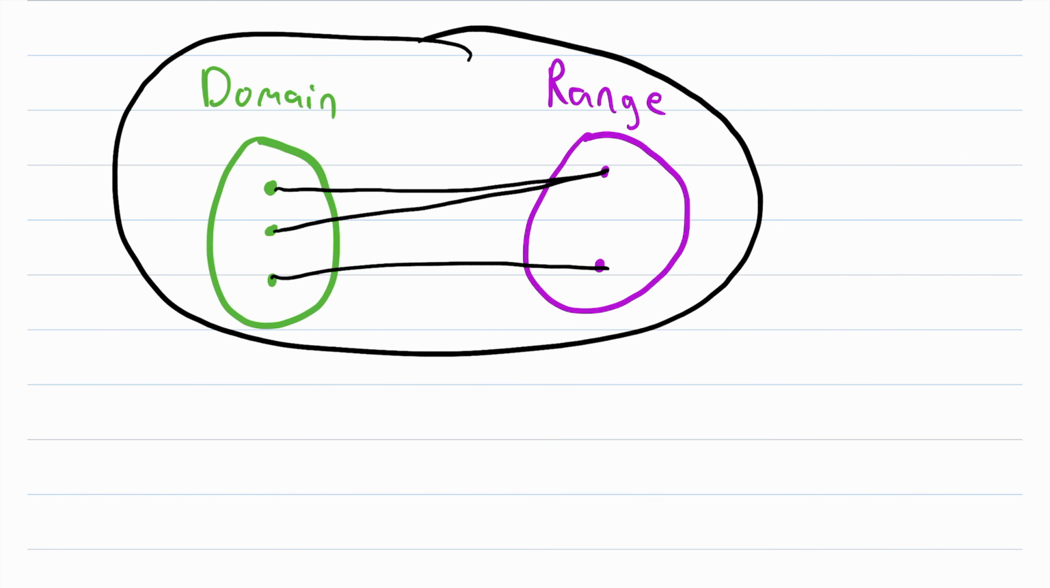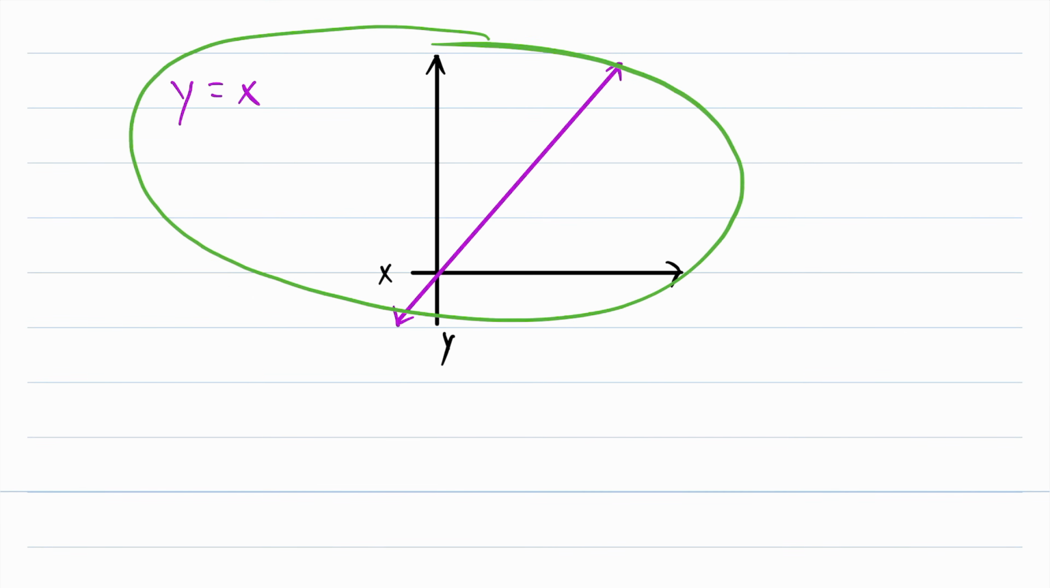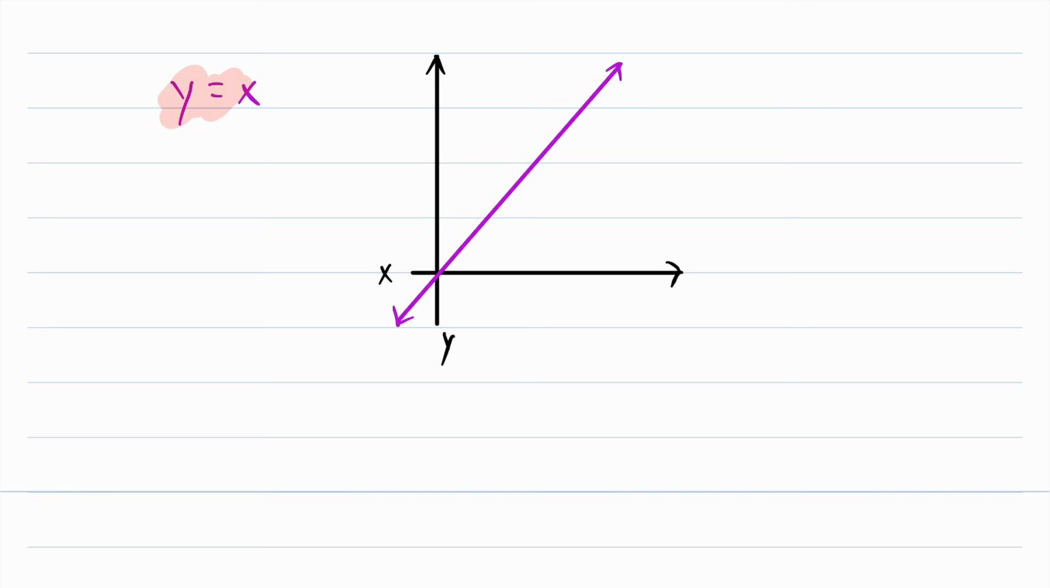So the vertical line test is just a visual way of checking to see if a relation has this property and is therefore a function or not. Let's jump into an example to see it in action. So here is a graph of the relation y equals x. Of course, we all know that this is a function, but how would we determine that using the vertical line test? Here's how the vertical line test works.